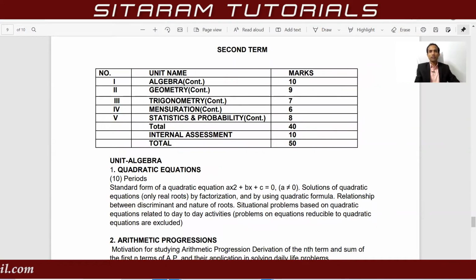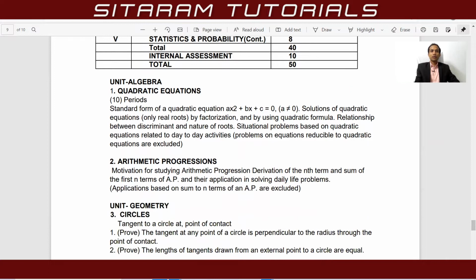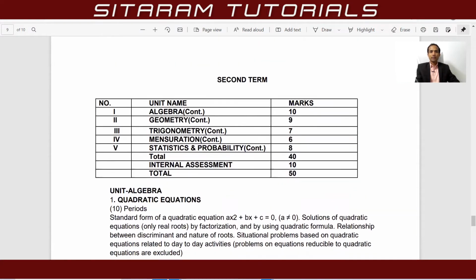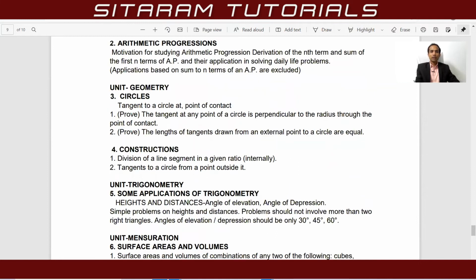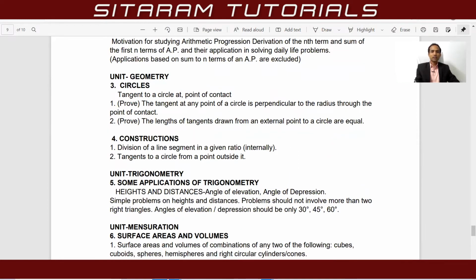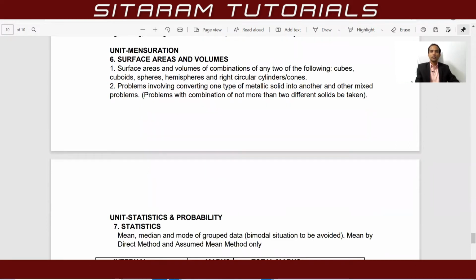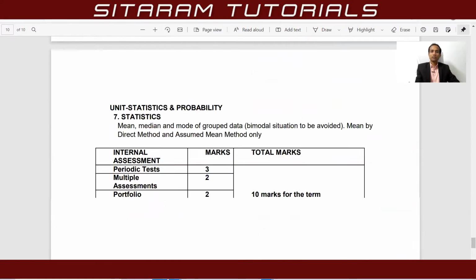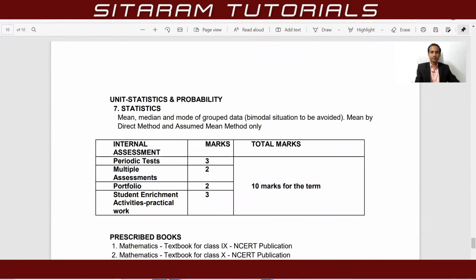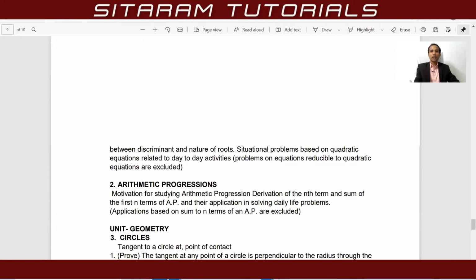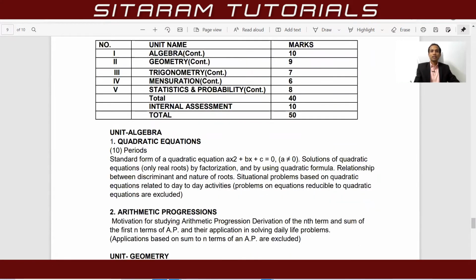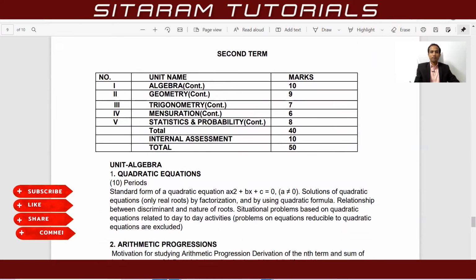So these are the topics in second term. From algebra, we are going to get two chapters, that is quadratic equations and arithmetic progressions. And from geometry, we'll have two chapters, that is circles and constructions. And from trigonometry, we have only one chapter, that is some applications of trigonometry. And in mensuration, surface areas and volumes, and statistics and probability, we'll have only statistics. So these are the 7 chapters we have, and this is chapter wise weightage.